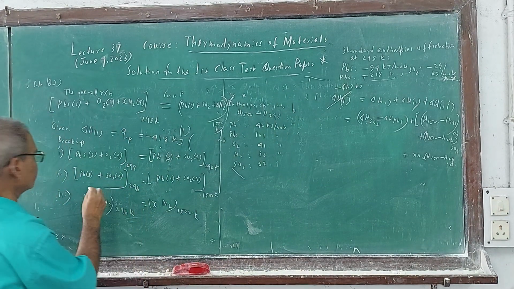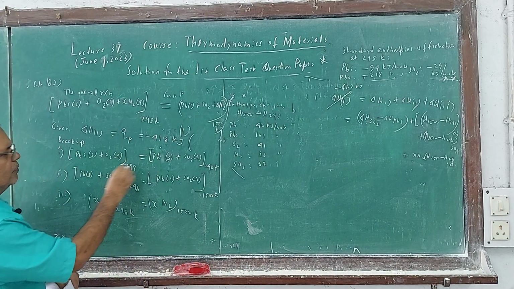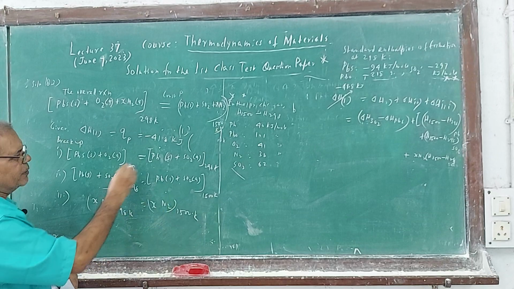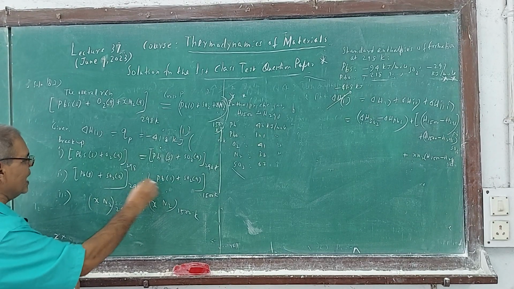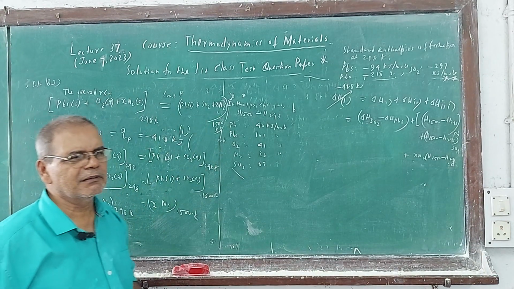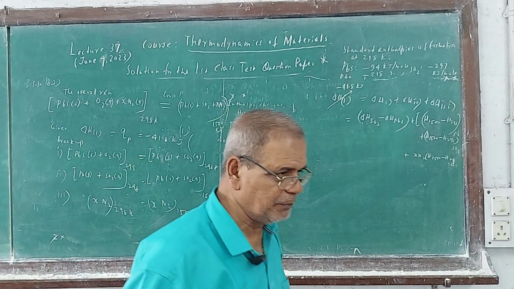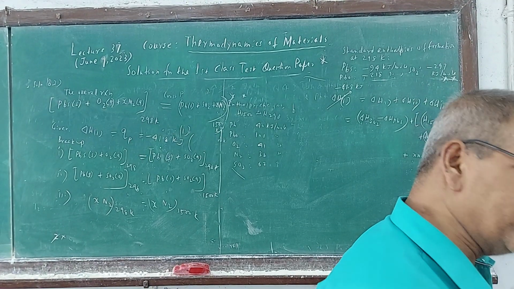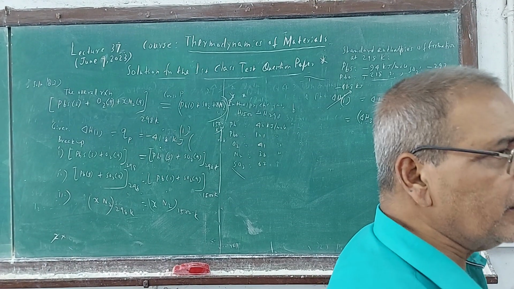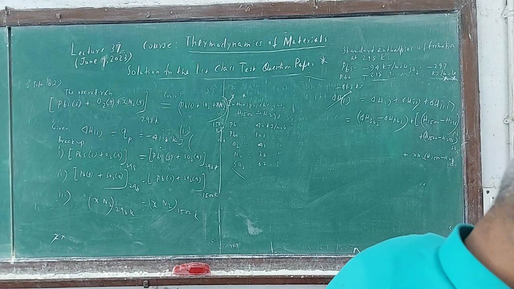So what will you do here? This step. Cp dT. Suppose there is no phase change. No phase change: Cp of lead dT from 298 to 1500. Cp or enthalpy, Cp dT at constant pressure. And if there is a phase transformation, then the latent heat also comes in.